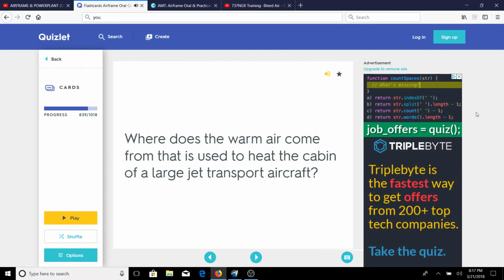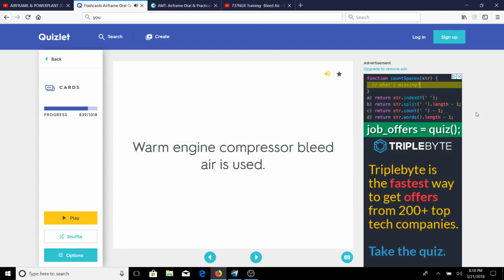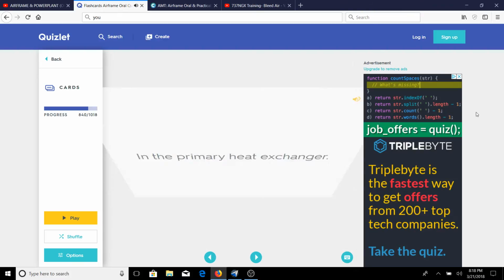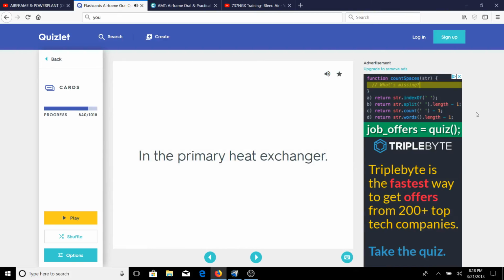Where does the warm air come from that is used to heat the cabin of a large jet transport aircraft? Warm engine compressor bleed air is used. Where is the first place the hot compressor bleed air gives up some of the heat in an air cycle cooling system? In the primary heat exchanger.